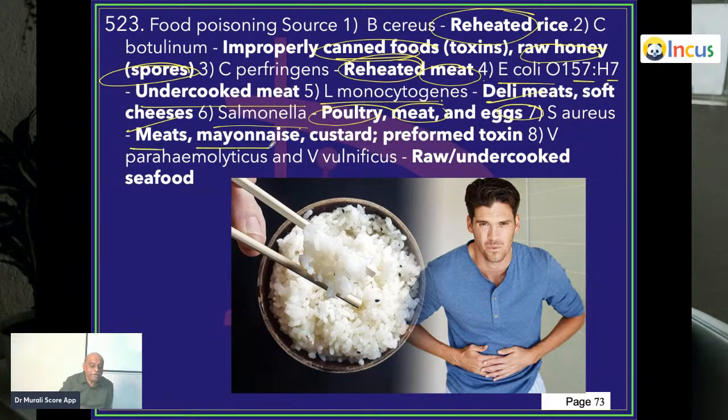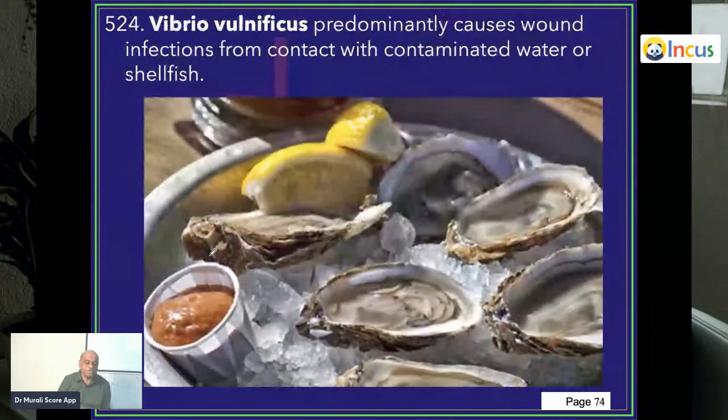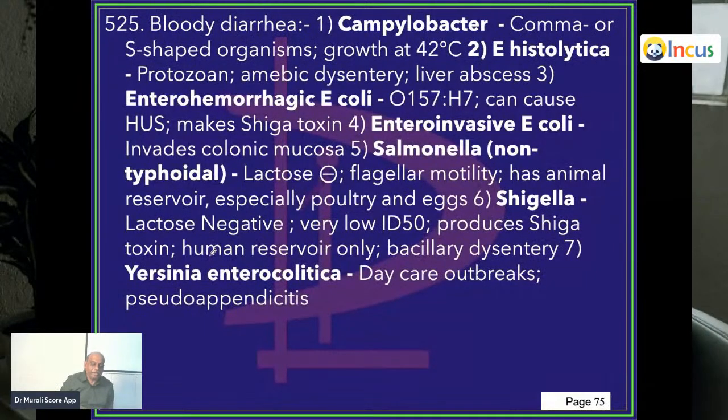Staphylococcus aureus: meat, mayonnaise, cheese, custard, preformed toxin. And Vibrio parahemolyticus and Vibrio vulnificus: when you go to Goa for honeymoon, you will eat undercooked, raw seafood. Eating raw fish will lead to Vibrio vulnificus and Vibrio parahemolyticus, is what you need to remember. Vibrio vulnificus predominantly causes wound infection from contact, is what you need to remember.